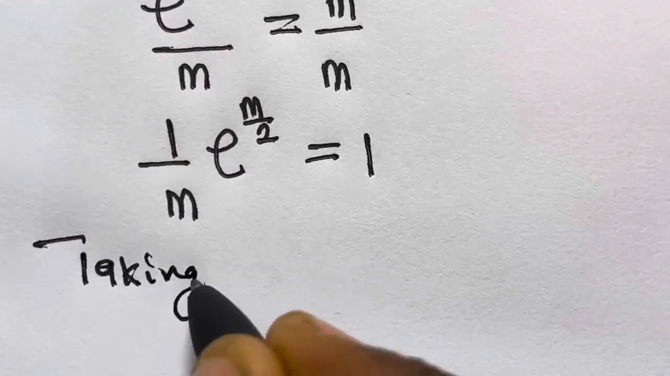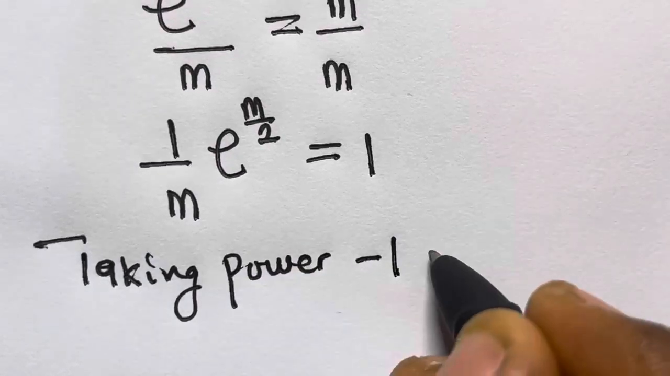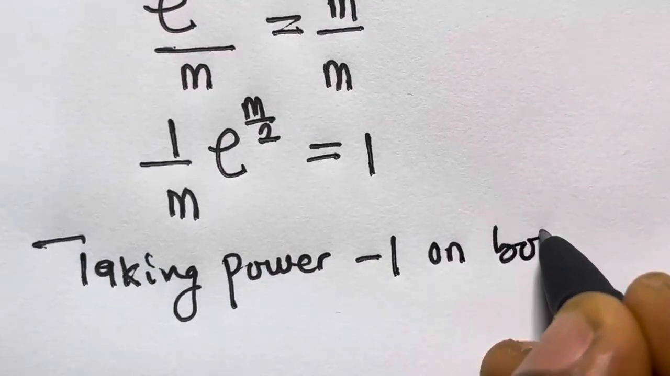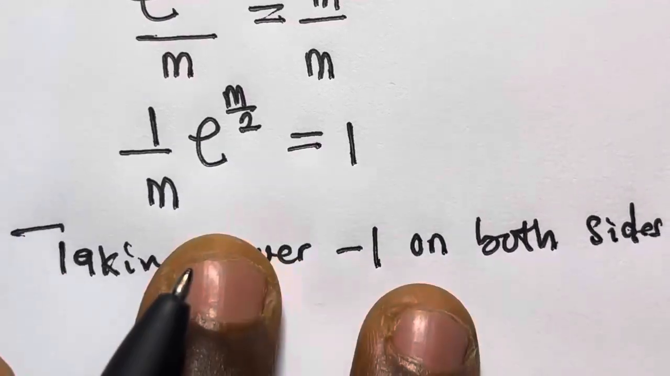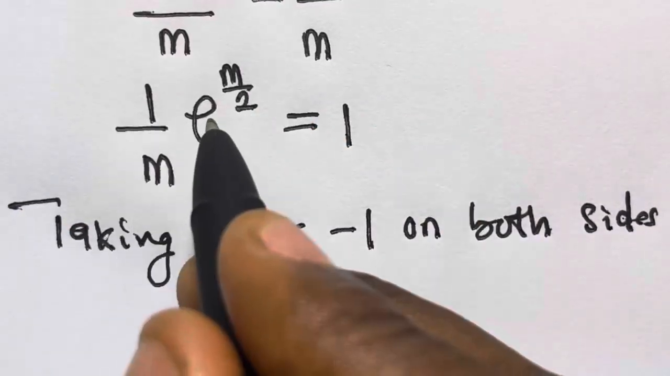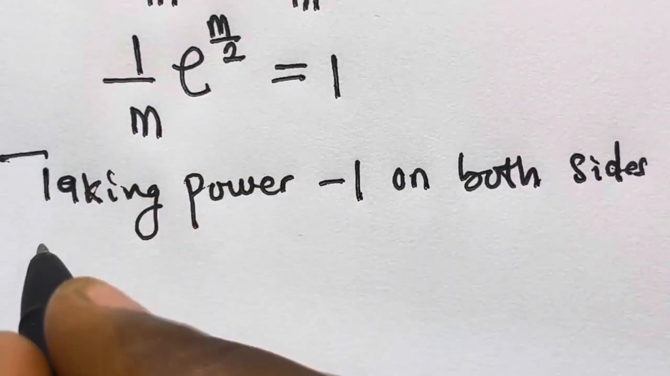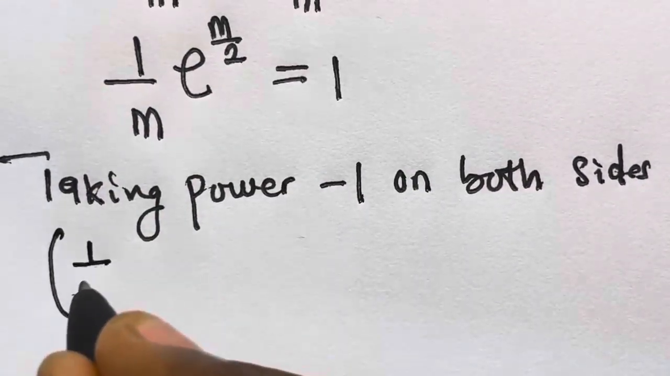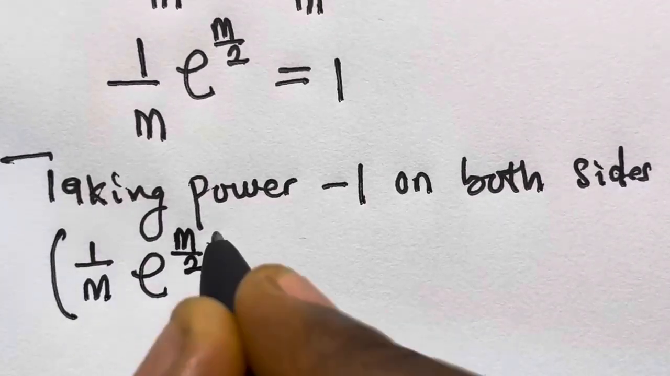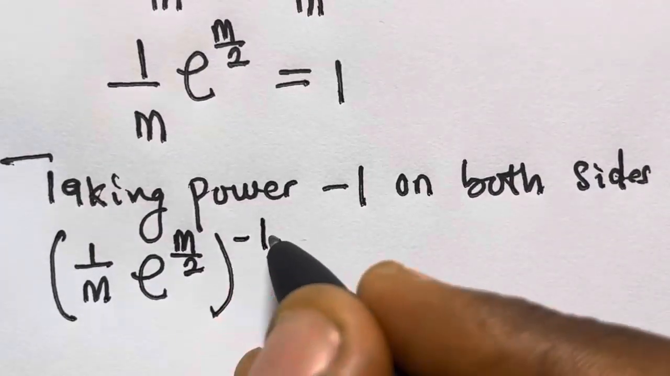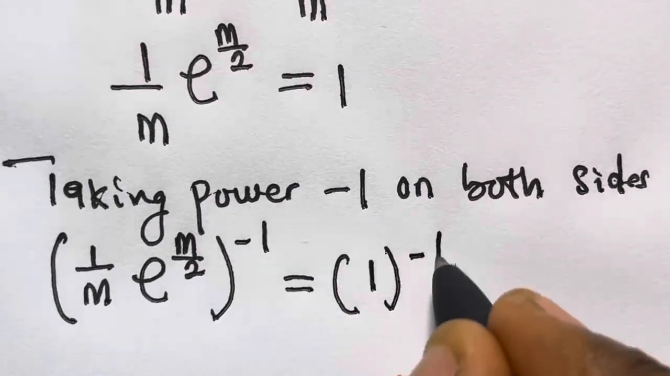So now taking the power minus 1 on both sides. So this one will be raised to power minus 1, this one will be raised to power minus 1. So we are going to have 1 divided by m exponential m divided by 2, then we have raised to power minus 1 equals, then here we have 1 raised to power minus 1.